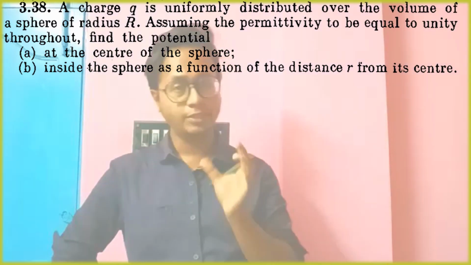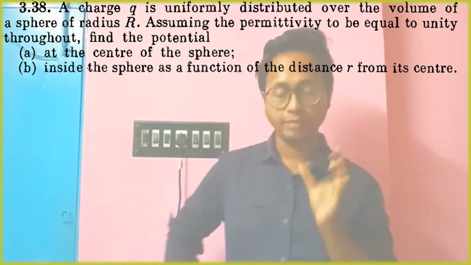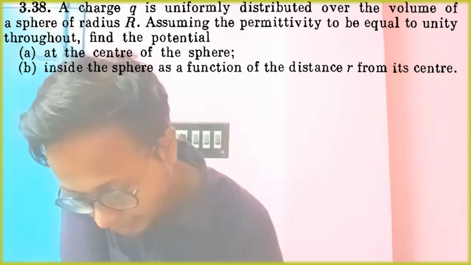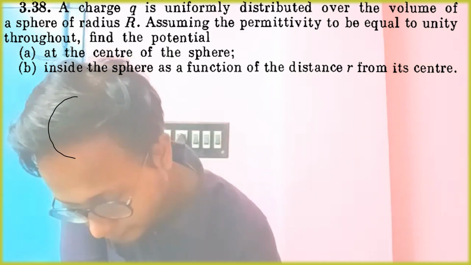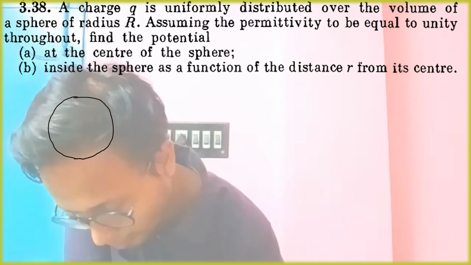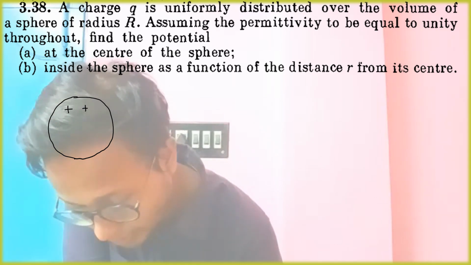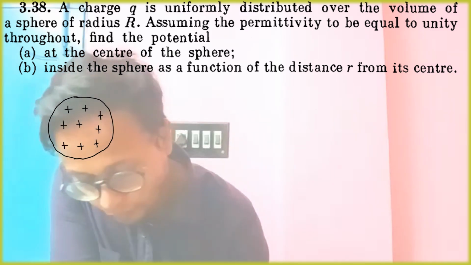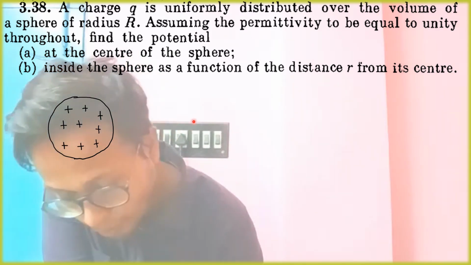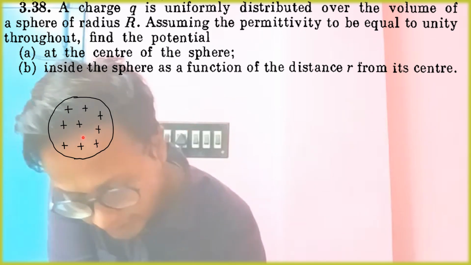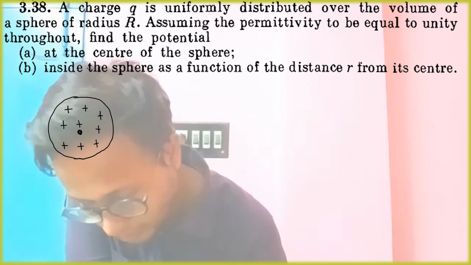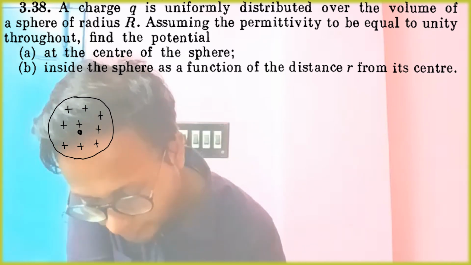Okay. This question will give you the clarity between electric field and potential. In this question, there is an insulating sphere, and charges are distributed uniformly inside the volume of the sphere. We have to find out the potential at any point in space, irrespective of whether it is inside the sphere or outside the sphere. Okay. So suppose this is the center of the sphere.